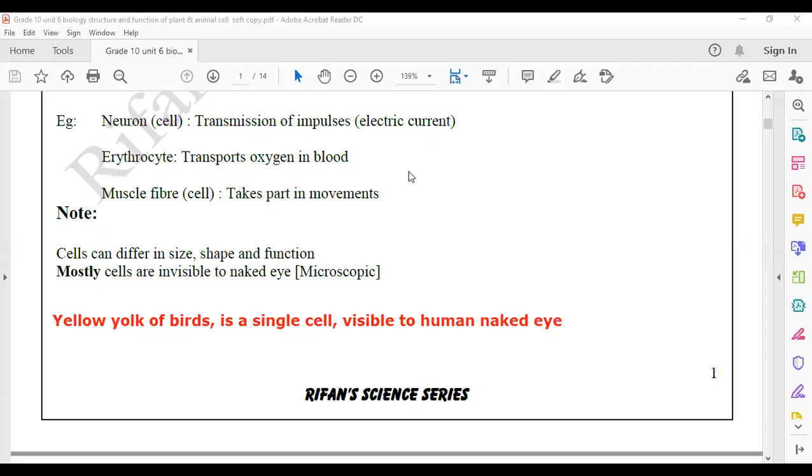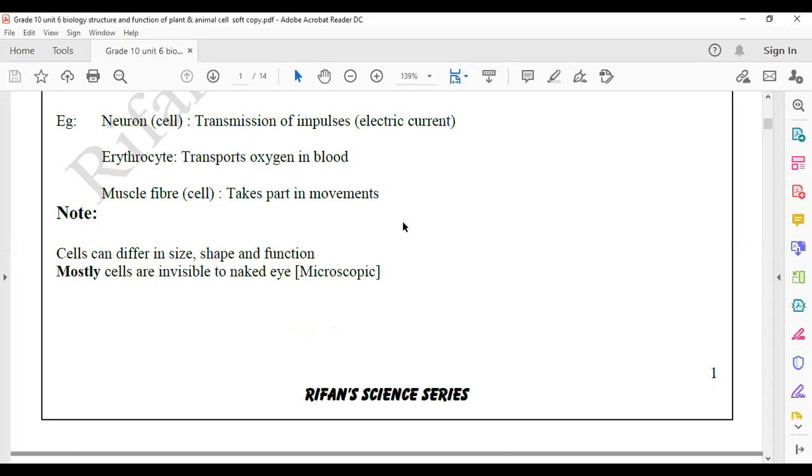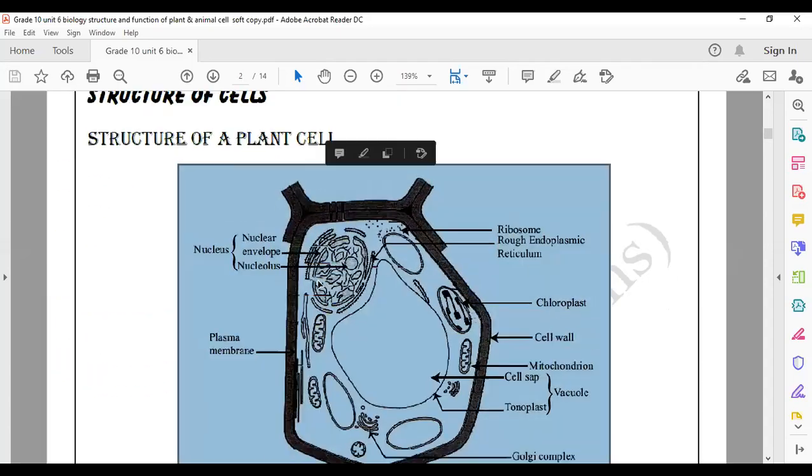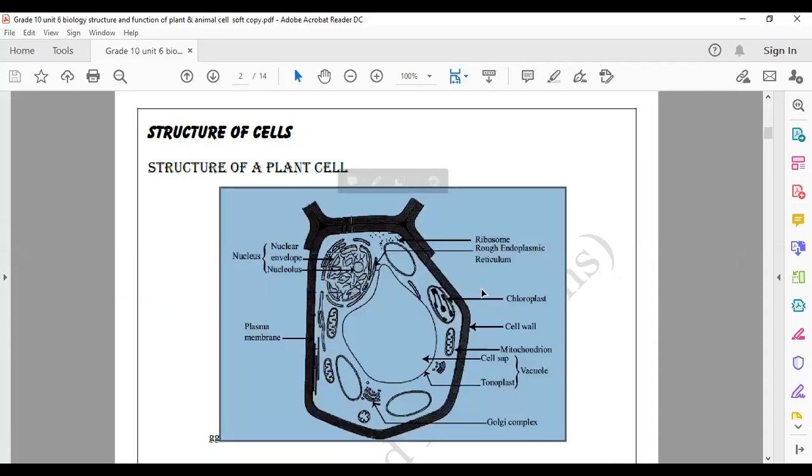Okay. Is there anyone still writing? Shall I go to the next? Structure of cell. This is a picture representing a plant cell.